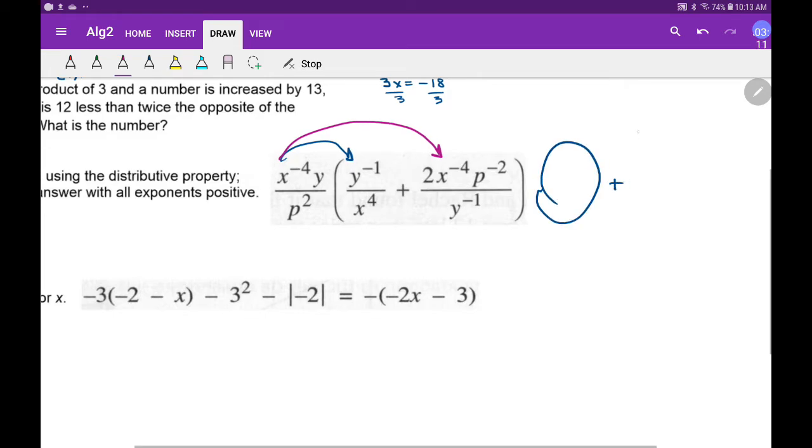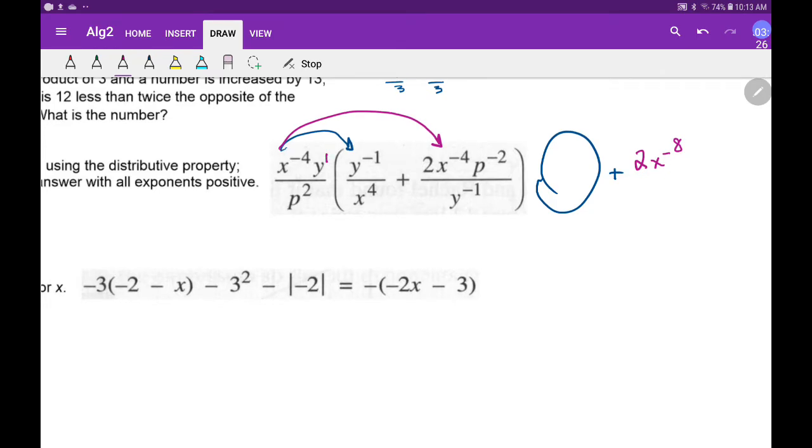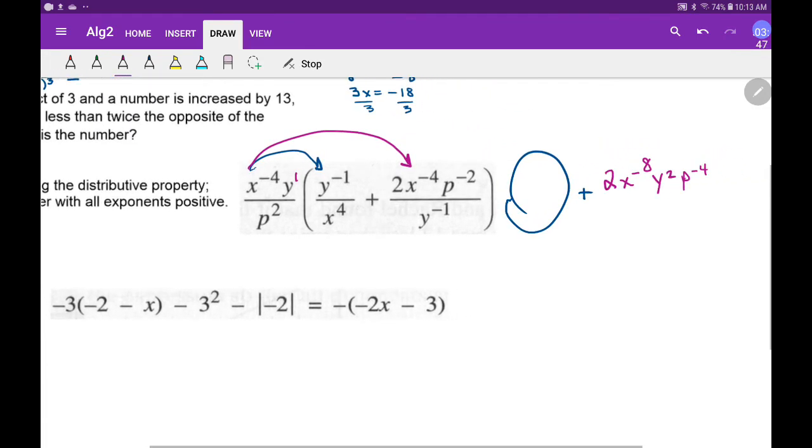Plus, let's see here. What do we have? We have x to the negative 4th times x to the negative 4th. I'm going to add exponents. Well, first I guess I better write the 2. I'm going to add exponents. Negative 4 plus negative 4 is negative 8. And I have y to the 1, and I have y to the minus 1, so I'm going to subtract a negative 1. So I have y to the 2 now. And let's see, I have negative 2 on top, and I'm going to subtract a positive 2. So that's going to be p to the negative 4th. And I want all my exponents to be positive.